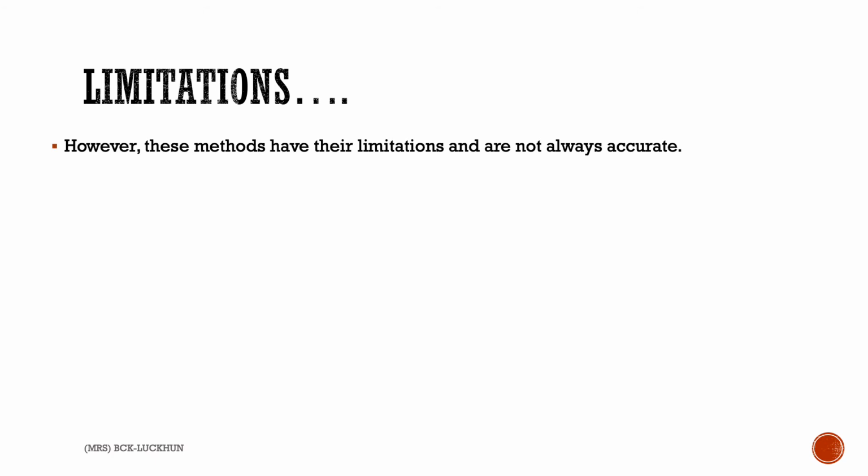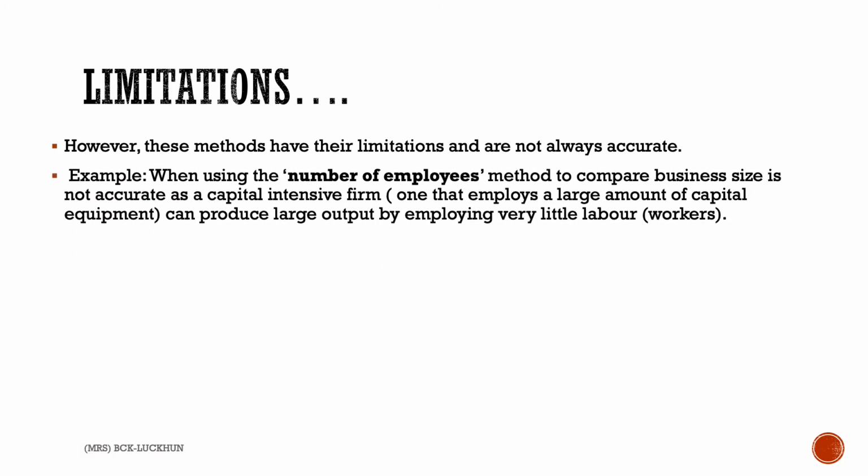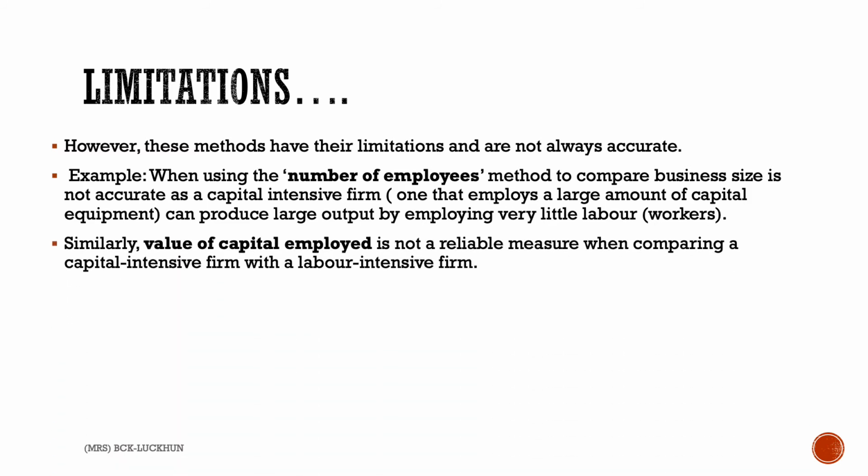However, all these methods have their limitations and are not always accurate. For example, when using the number of employees method to compare business size, it is not accurate, as a capital intensive firm, that is one that employs a large amount of capital equipment, can produce large output by employing very little labor, that is the workers. Similarly, value of capital employed is not a reliable measure when comparing a capital intensive firm with a labor intensive firm.